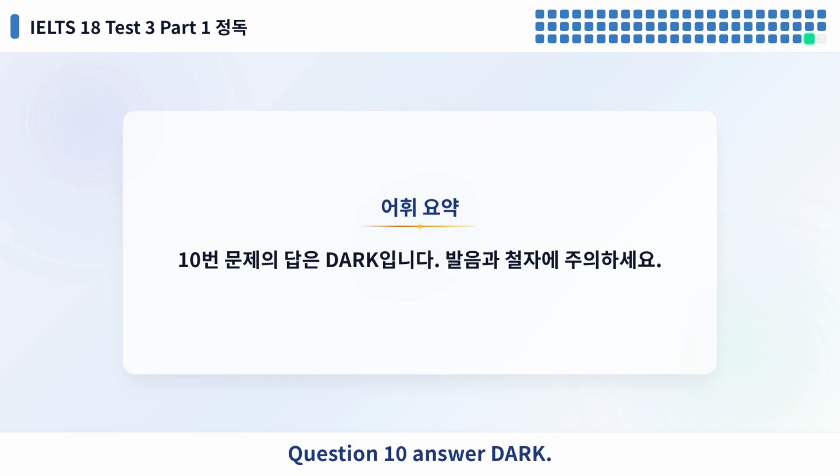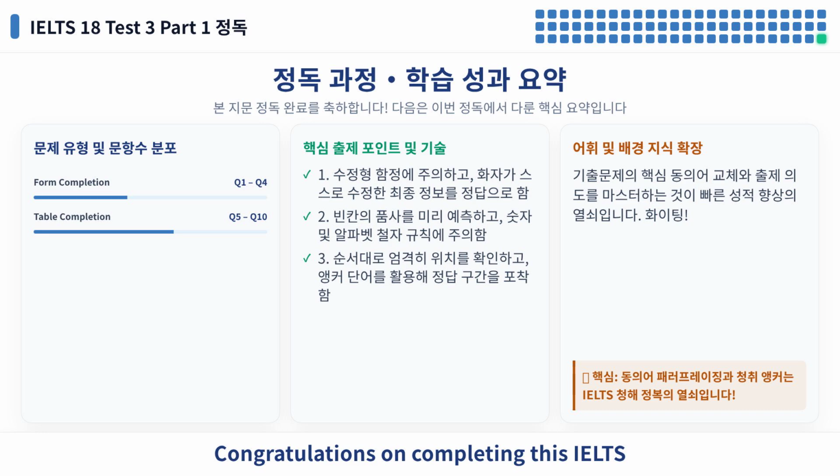For all 10 questions, we use keyword location. First, look at the words around a blank, predict the answer type, then listen for the answer. Remember 3 key strategies: predict the answer type, listen for anchor words, and check spelling and number format.